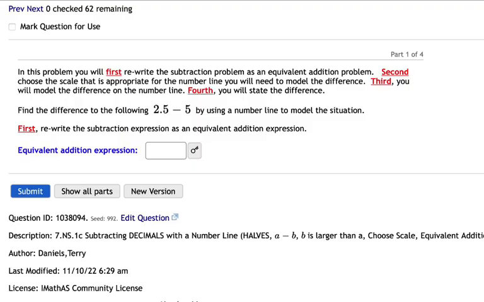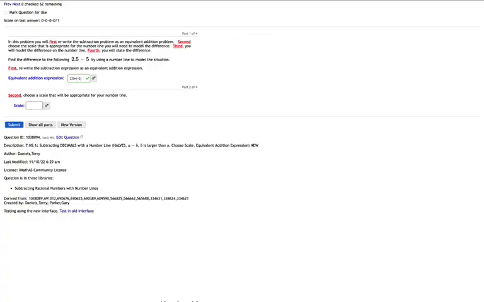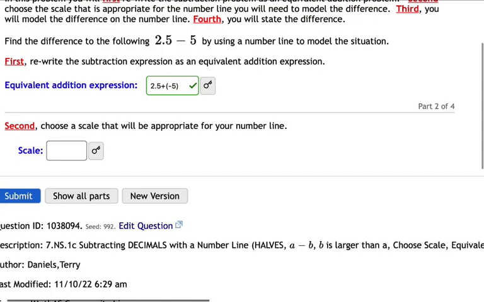Another number line problem here, this time 2.5 minus 5. Since this is a subtraction problem, we have to first write it as an equivalent addition problem. So keep 2.5 as it is, change the subtraction to addition, change the 5 to the opposite of what it is. So that would be 2.5 plus negative 5. Press submit.